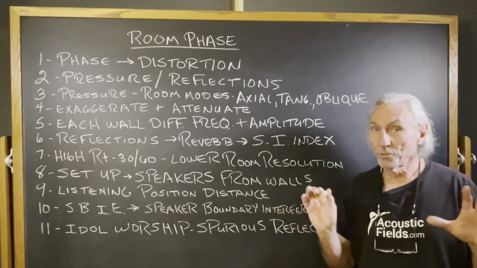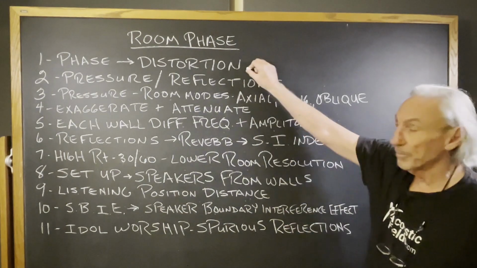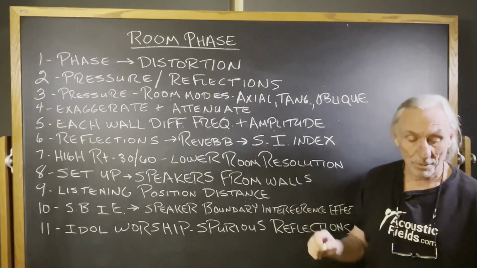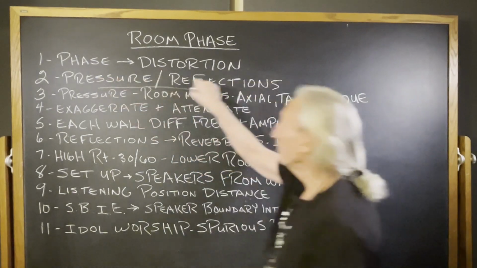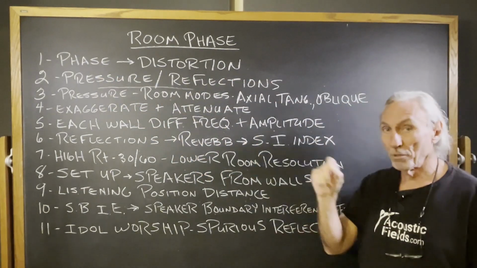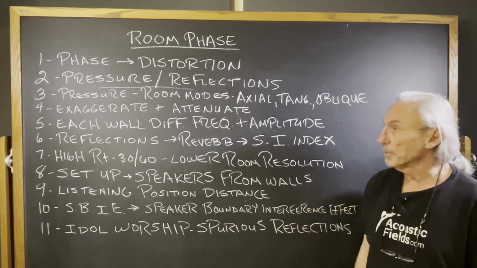Now, we use the word phase when it comes to rooms. We're going to use it as distortion, okay? Because rooms produce lots of distortion. The two main areas they're focused on are pressure and reflections. So we have low frequency pressure, and we have middle and high frequency reflections.